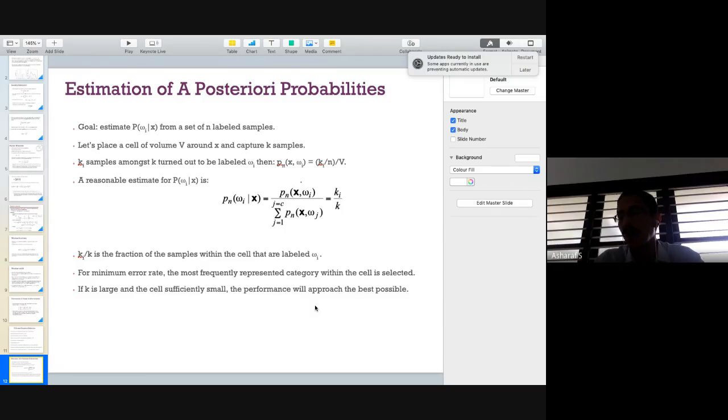We'll say, out of the k points that I have found, say I'm looking for 10 points, I see that 7 points are falling into the class which I'm interested in. Then I'll say 7 by 10 is a good estimate of the posteriori probability of the class given the data point. That's the whole idea of k nearest estimation. k_i by k is the fraction of samples within a cell that are labeled as the class.